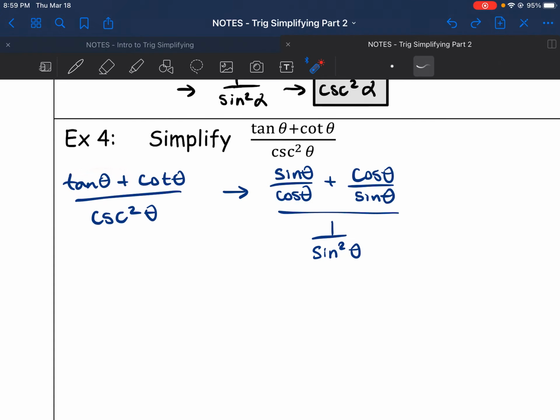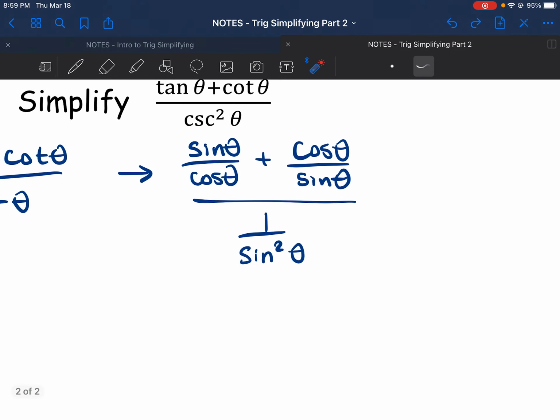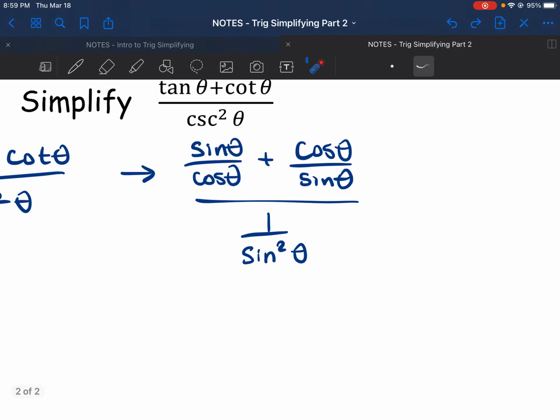Tangent of theta, I decomposed to sine theta over cosine theta. Cotangent theta, decomposed to cosine theta over sine theta. And cosecant squared, decomposed to 1 over sine squared. So now at this point, one thing that jumps out to me is I see a fraction being added to another fraction. And automatically that says to me, we want common denominators.